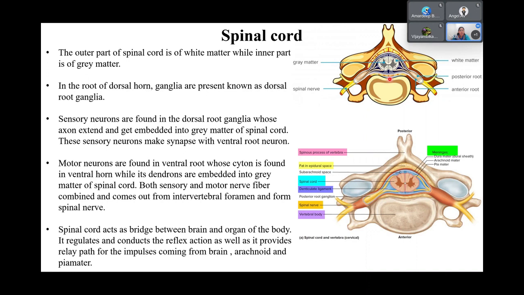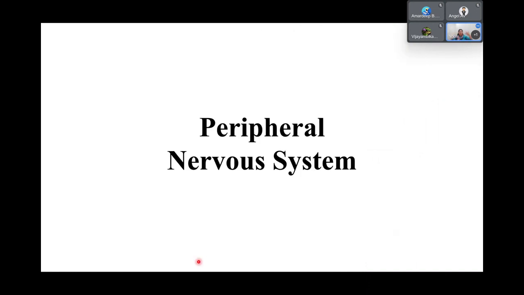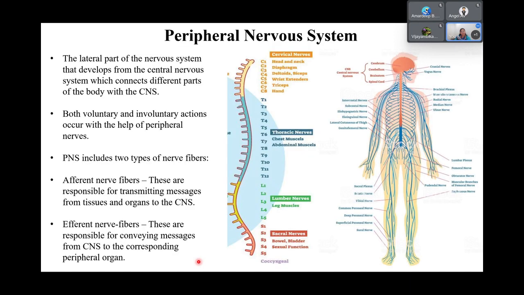Now we have read about how information is relayed, and how the brain and the spinal cord perceive the information, regulate it, and give out the information that is appropriate for the response. But who actually carries the information? It is the peripheral nervous system. These are all the nerves across the body which carry the information. That's why they are called peripheral. Peripheral means being on the edges.